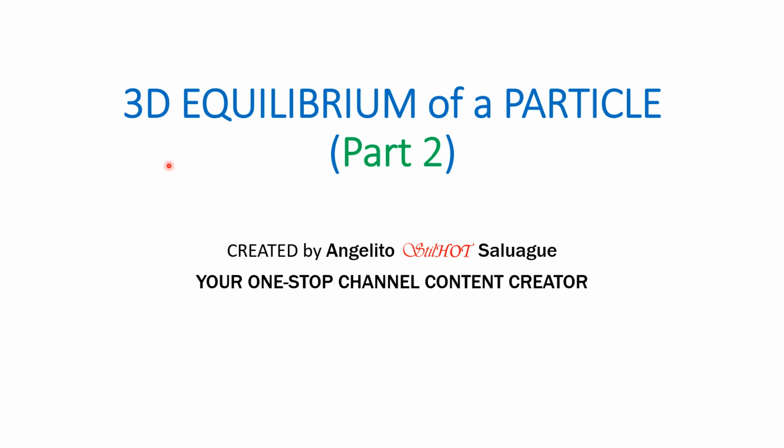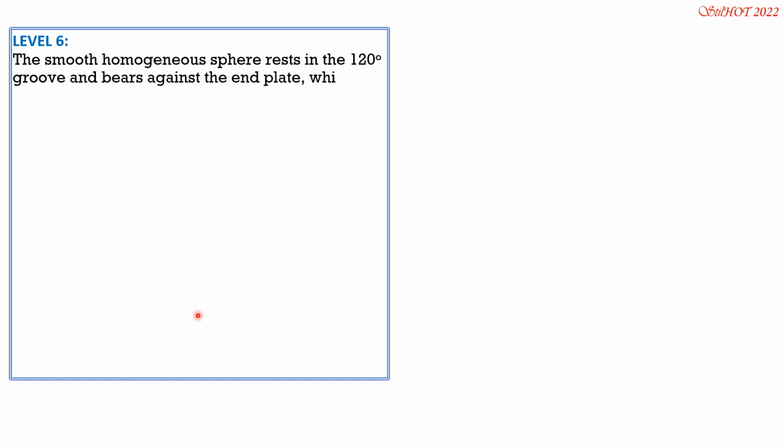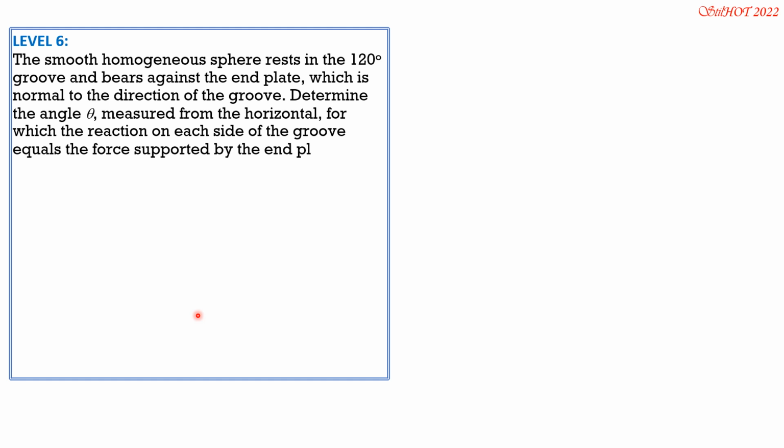So this is part 2 of 3D equilibrium of a particle. So levels 6 to 10. The smooth homogeneous sphere rests in the 120-degree groove and bears against the end plate, which is normal to the direction of the groove. Determine the angle theta measured from the horizontal, for which the reaction on each side of the groove equals the force supported by the end plate.